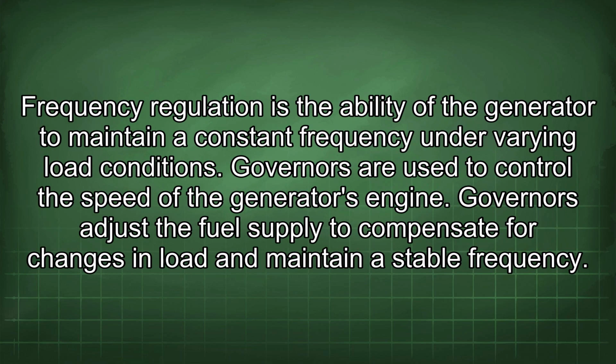Frequency regulation is the ability of the generator to maintain a constant frequency under varying load conditions. Governors are used to control the speed of the generator's engine. Governors adjust the fuel supply to compensate for changes in load and maintain a stable frequency.